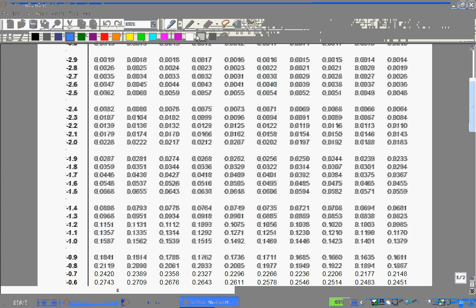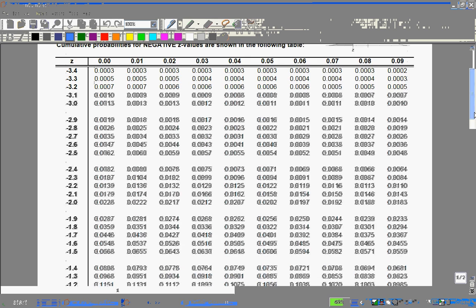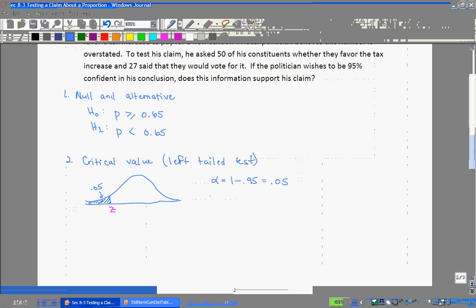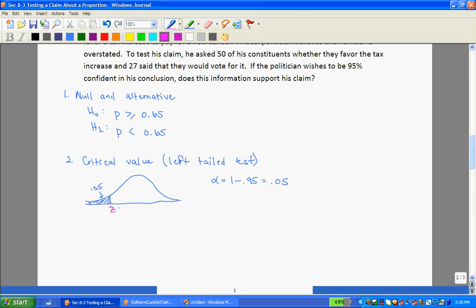So right around here, we have 0.0505 and 0.0495. And each of those is on either side of 0.05 exactly. So it looks like we're looking at negative 1.64 and negative 1.65. And some books will actually label that number for you and say negative 1.645, which is halfway in between those two values. If you chose to use your calculator on this one, you should get something very, very close to that.